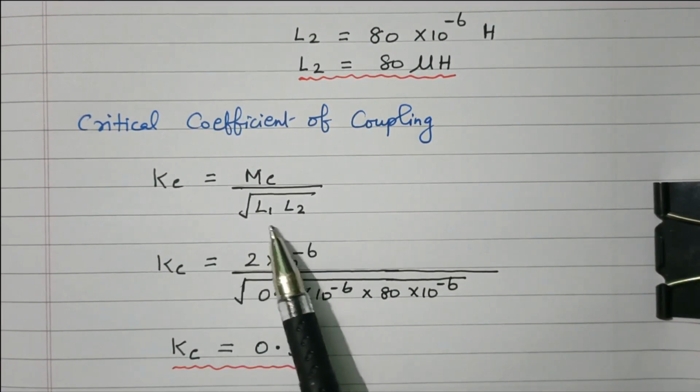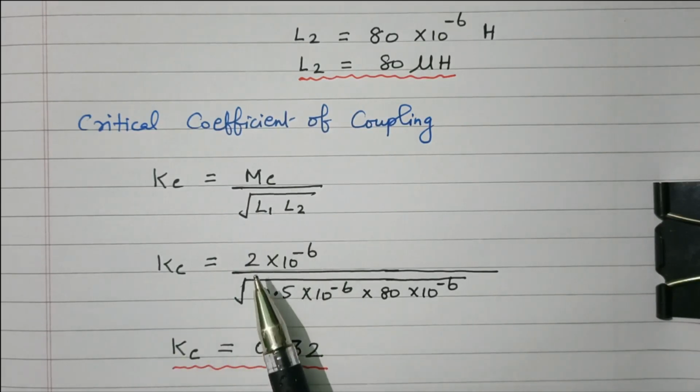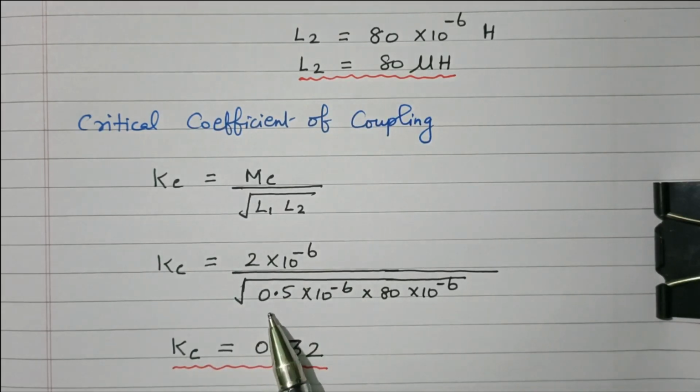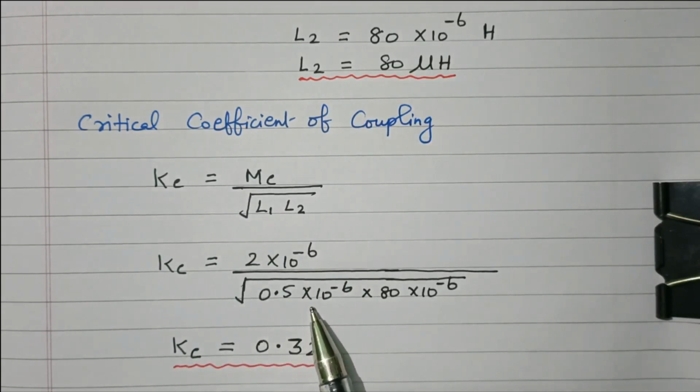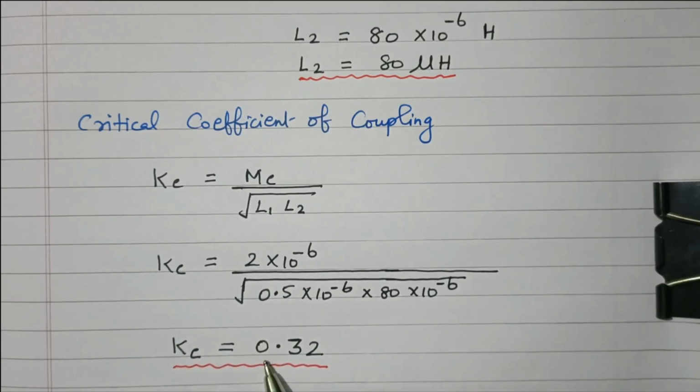Kc equal to MC divided by square root of L1 L2. So L1, L2 values are calculated, MC also we calculated. All the values are known. MC what we calculated is 2 into 10 to the power minus 6. L1 is 0.5 into 10 to the power minus 6. L2 what we calculated is 80 microhenry, 80 into 10 to the power minus 6. So while simplifying we got 0.32. Critical value of coupling coefficient is 0.32.